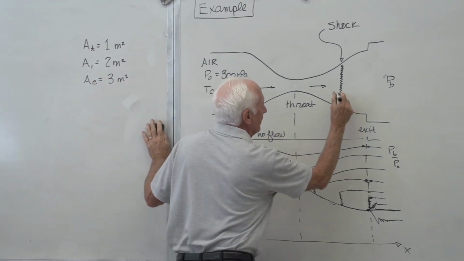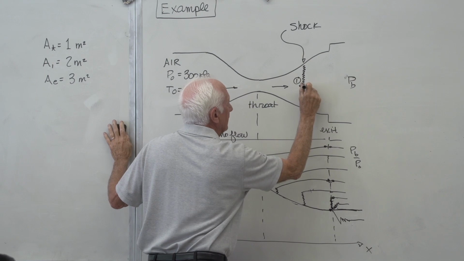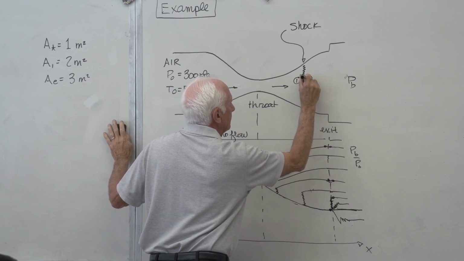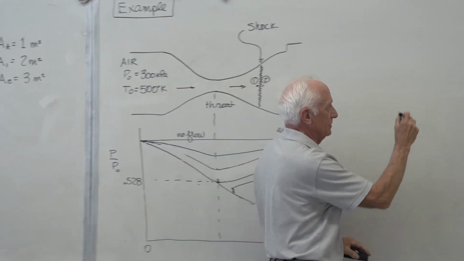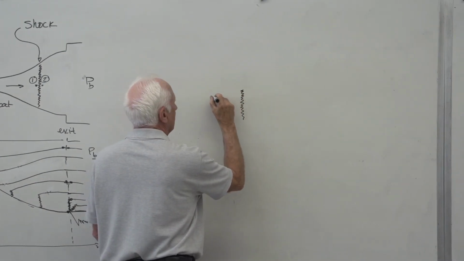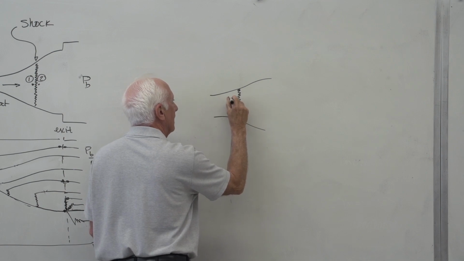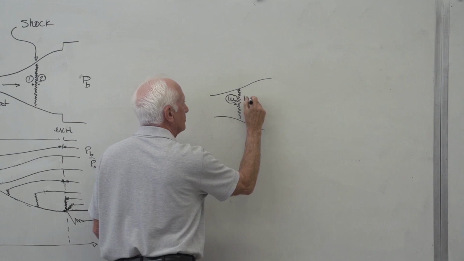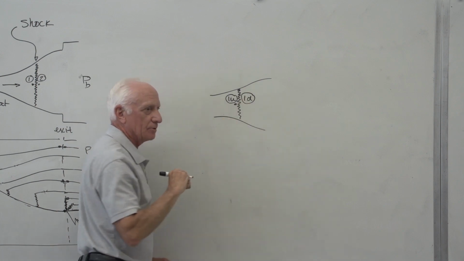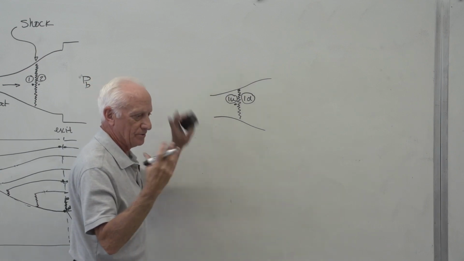I'm going to call this 1 and this 2. Sometimes some books will do this, and that's fine too. If there's a shock wave, they might call this 1 upstream, U, and 1 downstream. That's okay too, but I like the 1 on the tube. Either way is fine, just so you know, there are different ways to do it.